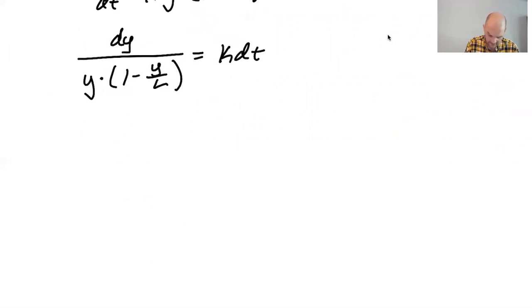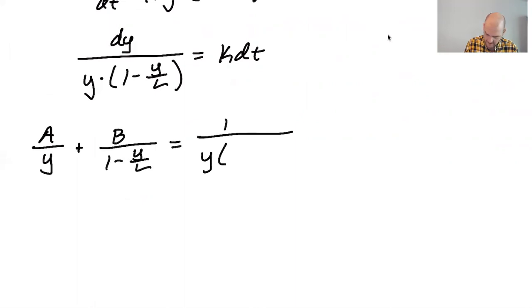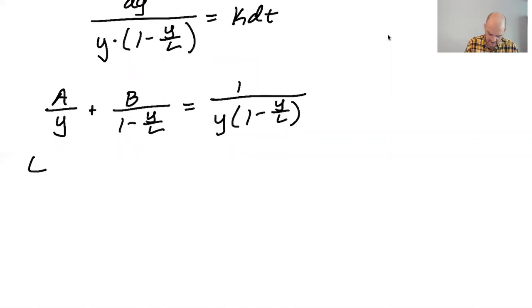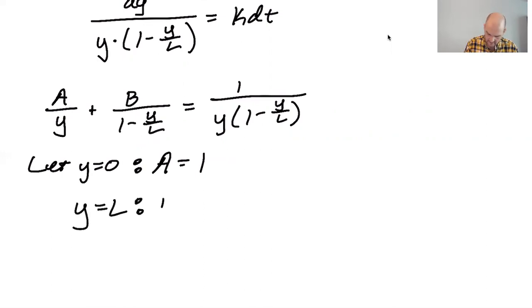So if we say we have a over y plus b over 1 minus y over L is equal to 1 over y times 1 minus y over L. If I let y equal 0, I'll be able to figure out what a is. So a is 1, because y is equal to 0. And if I let y equal L, then I get that b is 1 over L.